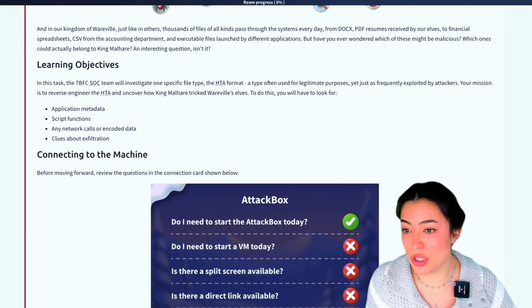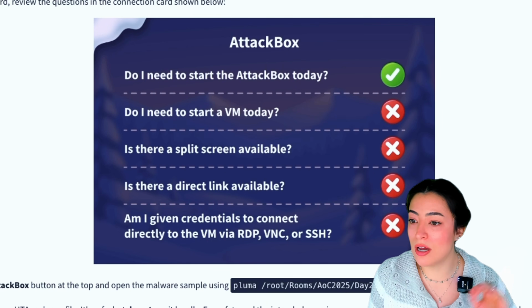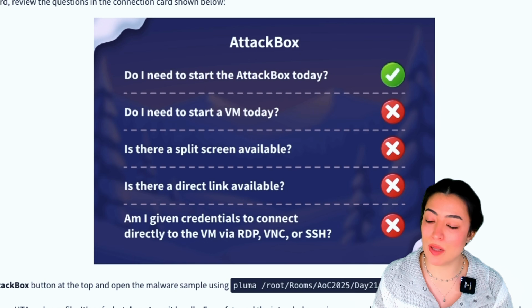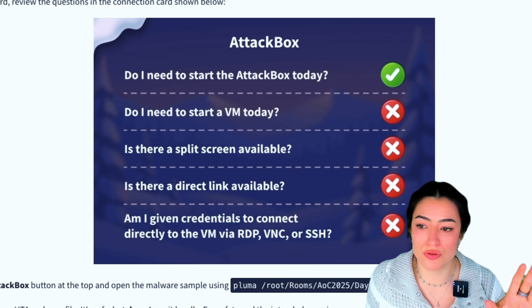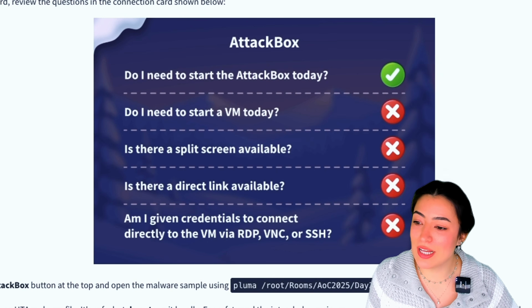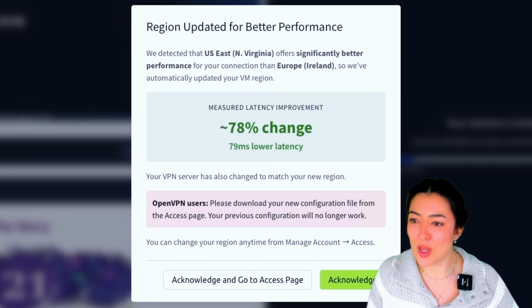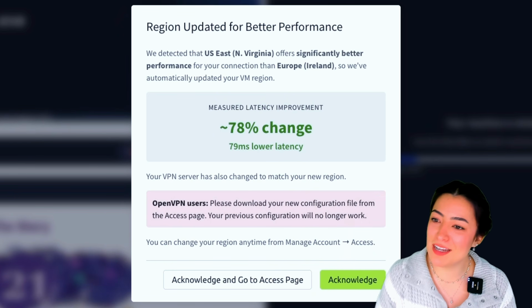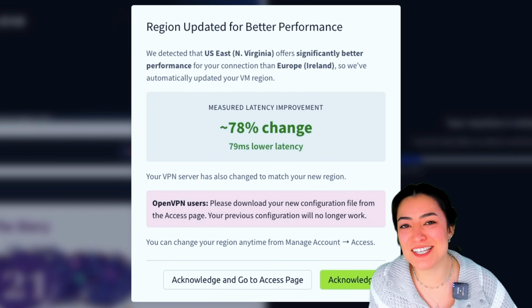We do need to start the attack box, but you don't need a VM today for what we'll be working on. No split screen is gonna be available for this either. There's no direct link and we don't need any extra credentials to connect to anything else. All right, knowing that we need to start the attack box, let's go right ahead and start it at the very top here. Oh, look at that. They already updated my VM's region for better performance. Love to see it, TryHackMe.